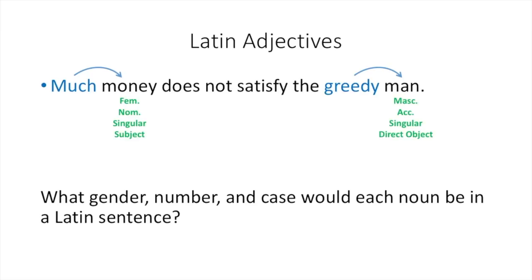If you said that money will be feminine nominative singular because it is the subject and the Latin word for money is feminine, you are correct. And if you said that man will be masculine accusative and singular because it is the direct object in our sentence and because the word for man is masculine, you are also correct.